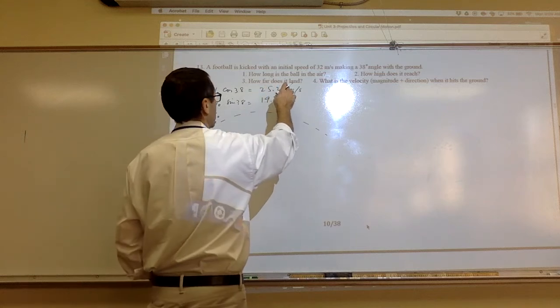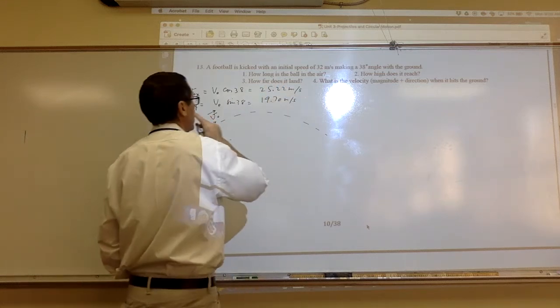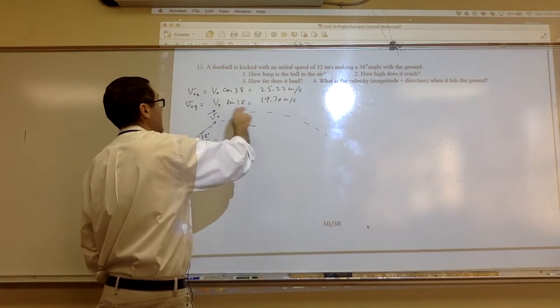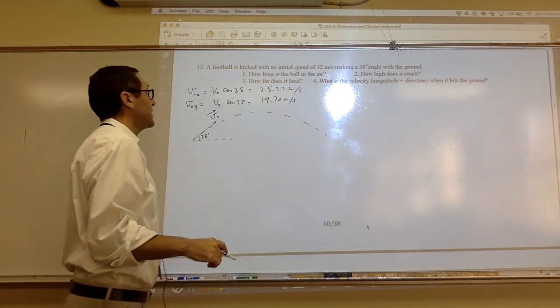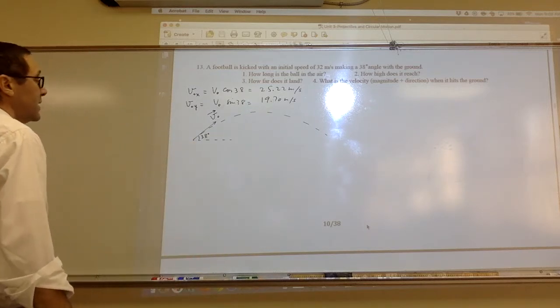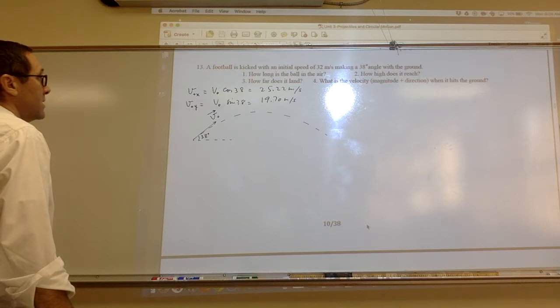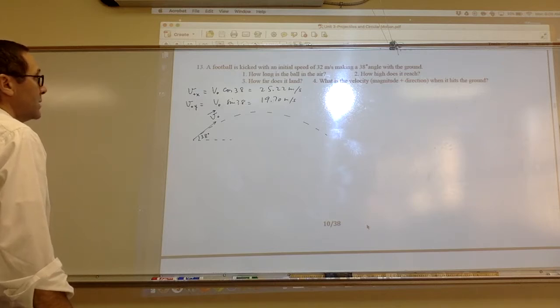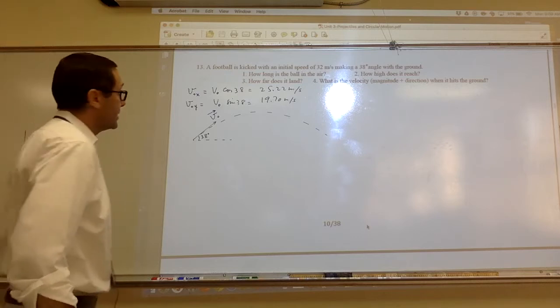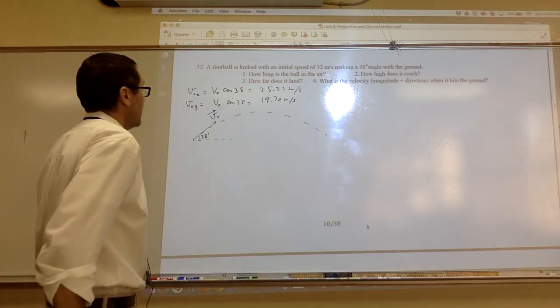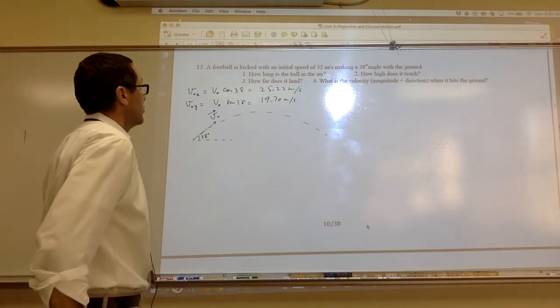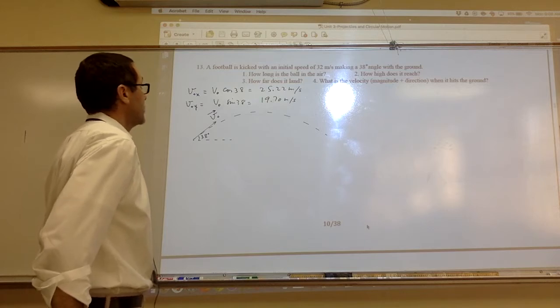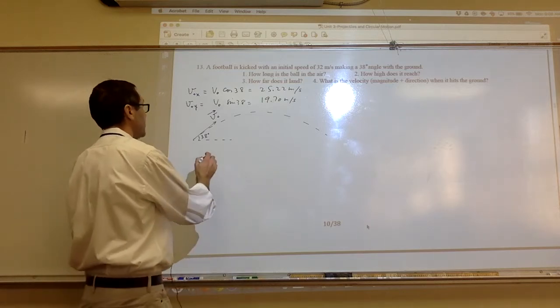How long is the ball in the air? Well, you can do this conceptually. You can see that you started with 19.70 and you're going to lose about 10 meters per second every second on the way up. So it should take you about 1.97 seconds to get to the top, the same amount of time to come back down. So it should take you 2 times 1.97. So let's see if the math confirms that.